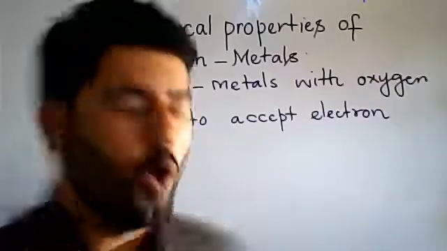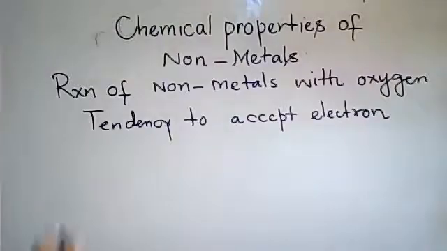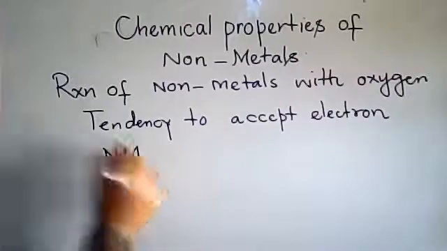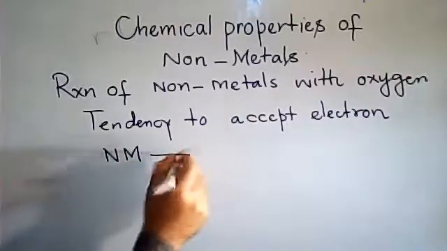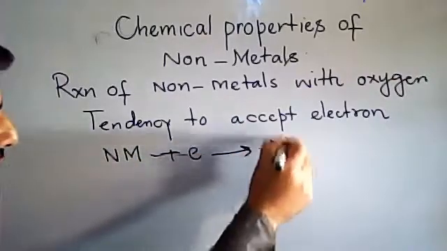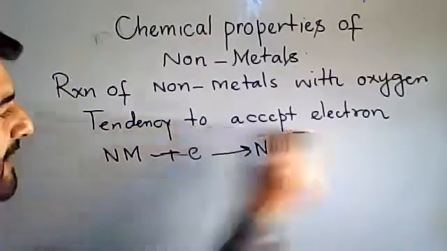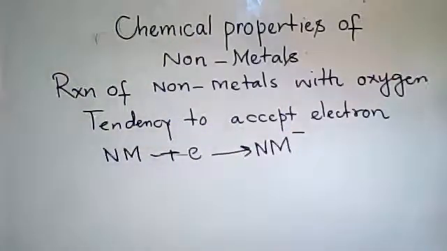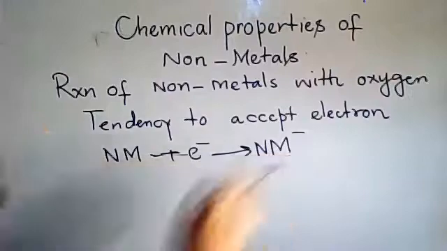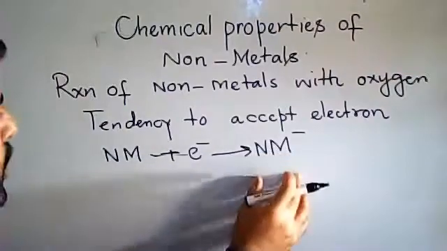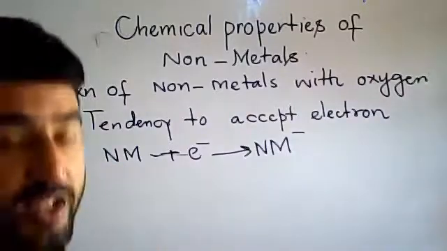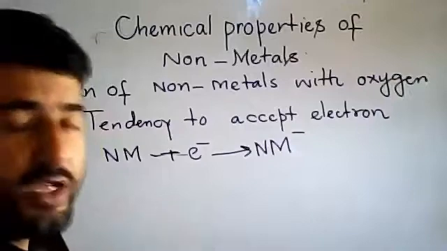to complete their octet. Now, this element that is non-metal, so I will write here Nm, it will represent non-metal. It will accept electron to complete its octet and will have a negative charge on it. After accepting an electron, it will have negative charge on it. So non-metals are electronegative elements. So we will write here that non-metals are electronegative elements.